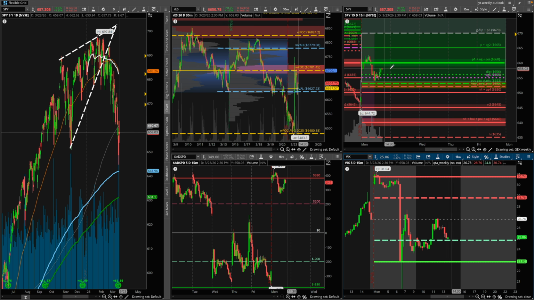If we see the SPY get all the way up to 670, then we would expect the VIX to be below this 2 sigma support level.